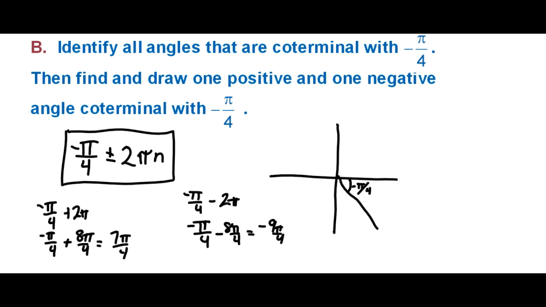And 7 pi over 4 would look something like this if we drew it. It would be a full 2 pi around this way. And negative 9 pi over 4 would be if I started here and went around once fully and then came back again and drew an angle there. So that's how you would draw your coterminal angles. You just keep going around and around.